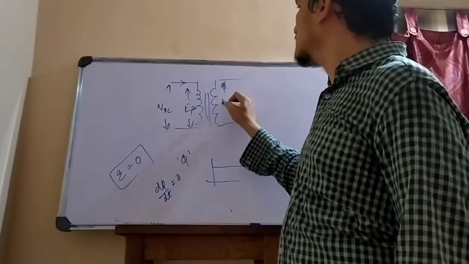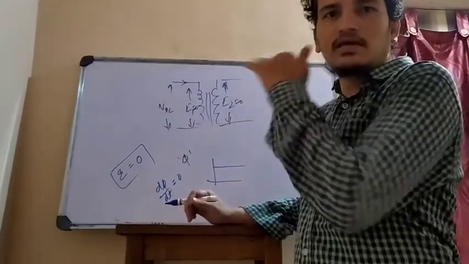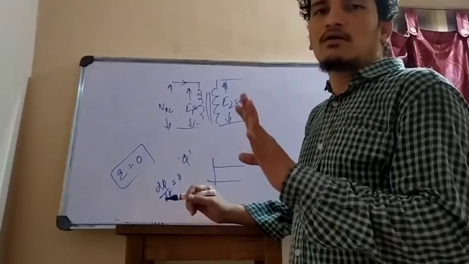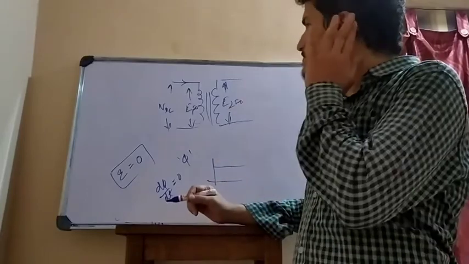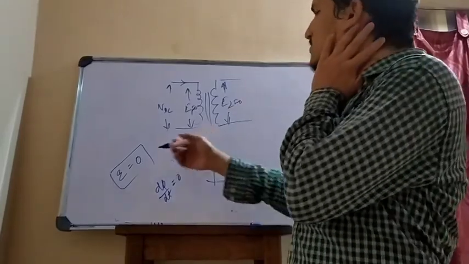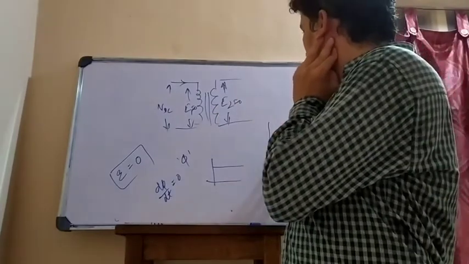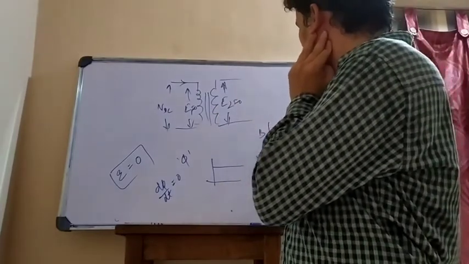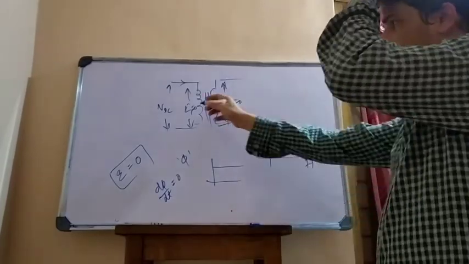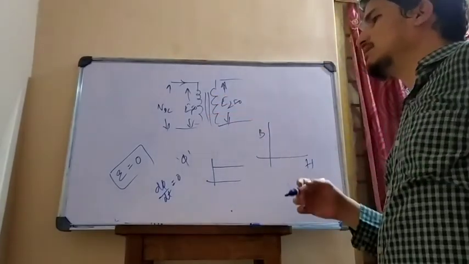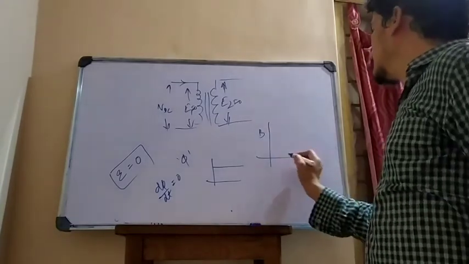So E2 is also 0. No EMF will be induced at the secondary at all. No transformer action takes place at all. Also, I have already told you the BH curve goes like this. So this is nothing but an electromagnet, right? If a coil is excited with a DC current, what will happen?